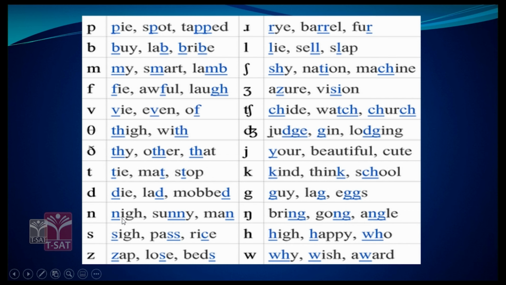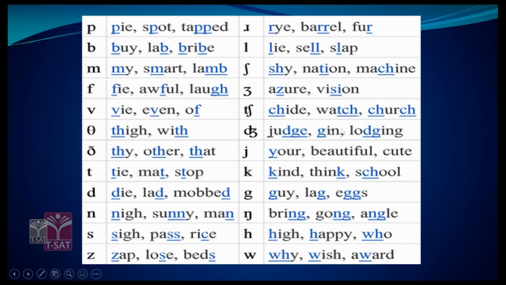N as in nigh, sunny, and man. S as in sigh, pass, rice. Z as in zap, lose, and beds. R as in rye, barrel, and fur. L as in lie, sell, and slap. Sh as in shy, nation, machine. Zh as in azure and vision. The sound zh doesn't occur in word initial position in English language.